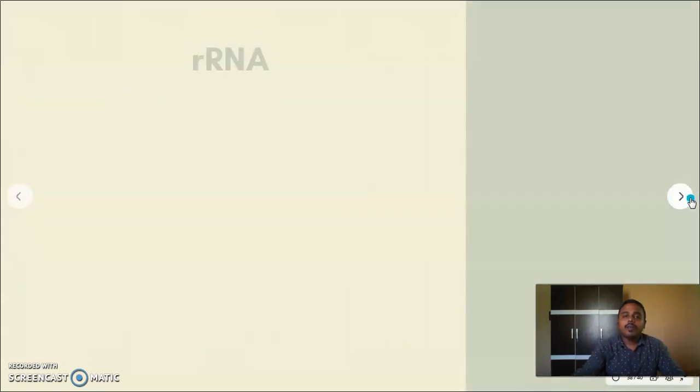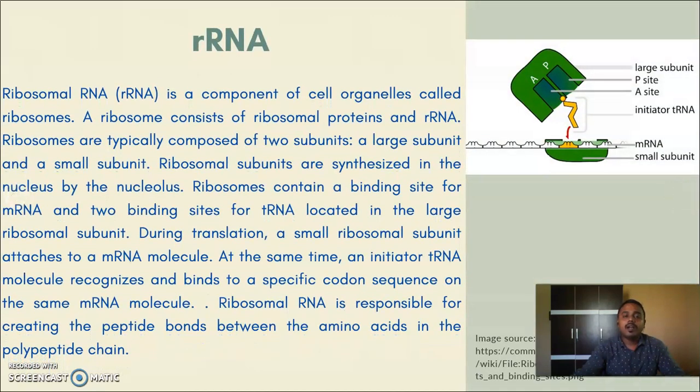The second type of RNA is called rRNA, that is ribosomal RNA. This ribosomal RNA is a component of cell organelles called ribosomes. So a ribosome consists of ribosomal proteins as well as rRNA. So it's not just made up of rRNA, there is a combination of a few ribosomal proteins also.